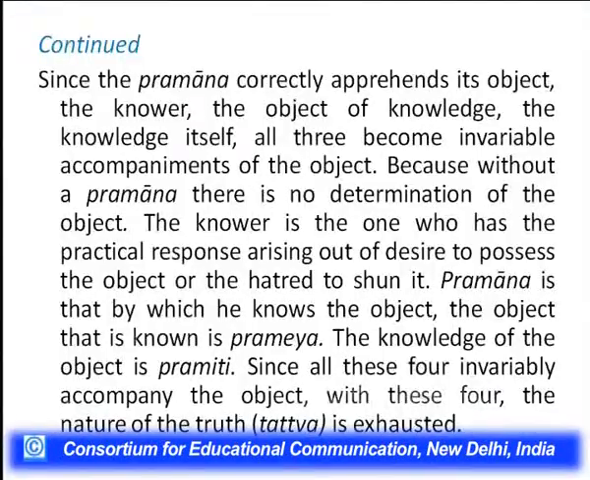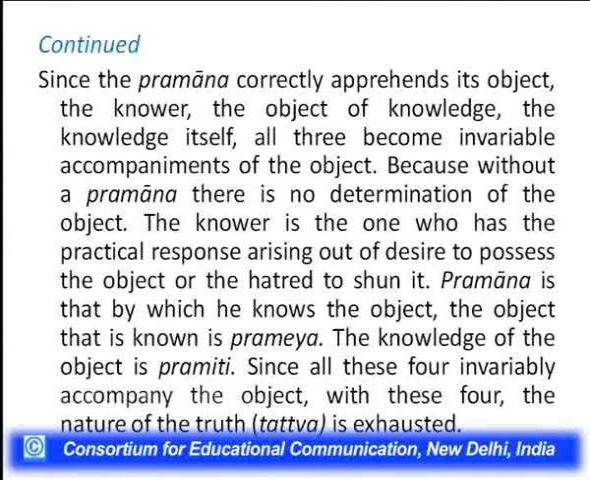Now, subsequent to that, we also must remember that since the Pramana correctly apprehends its object, by definition, Pramana is the source of valid cognition, source of valid knowledge. Since the Pramana correctly apprehends its object, the knower, the object of knowledge, the knowledge itself, all three become invariable accompaniments of the object. Because without a Pramana, there is no determination of the object.